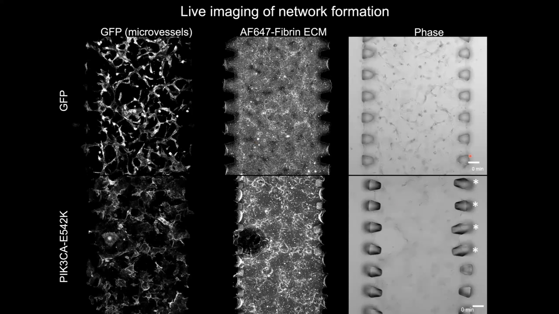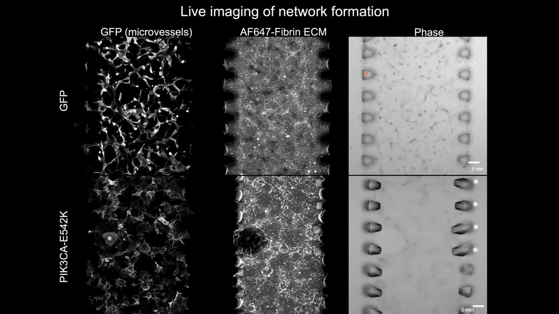So we accidentally created devices in which these little posts, which are present to constrain the cell-containing hydrogel to just the central region but allow open channels on the left and right to provide media, were not well adhered to the bottom of the device. So they could sort of move.